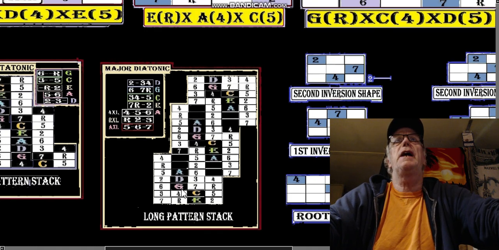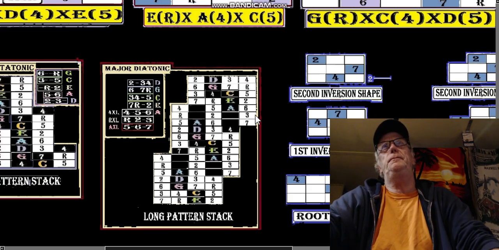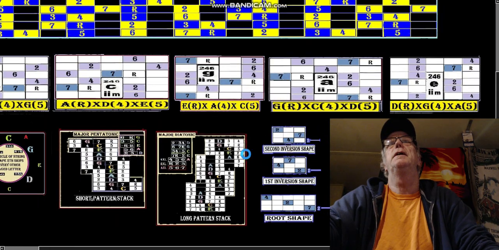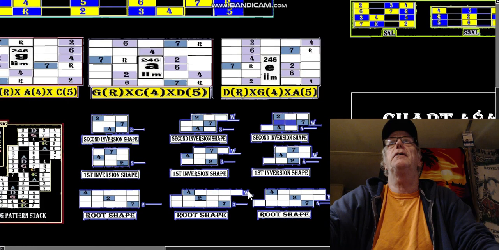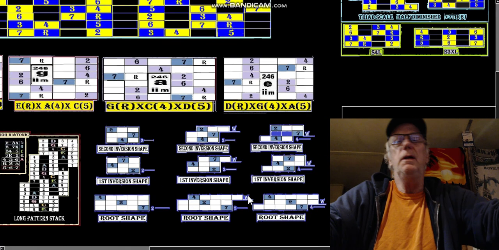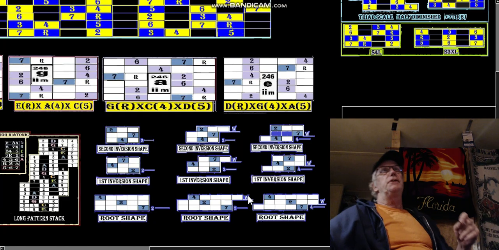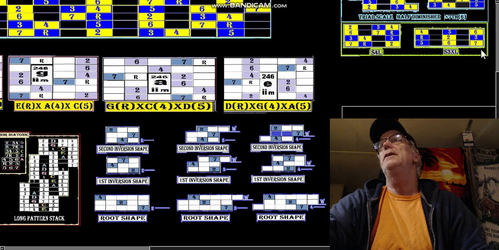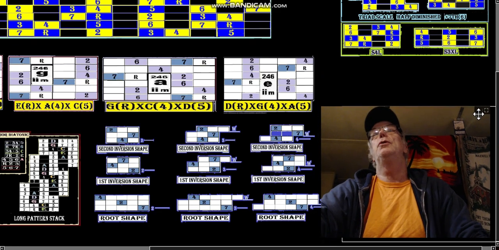Long pattern stack: 7, root, 2, 3, 4, 5, 6, 7, root, 2, 3, 4. Again, this is all talking around the problem. This is all beside the point. Let's look at this interesting little diagram I brought up. Remember the subject of the title of this chart. I don't know if I did talk about the title of this chart. It is patterns in chord shapes.